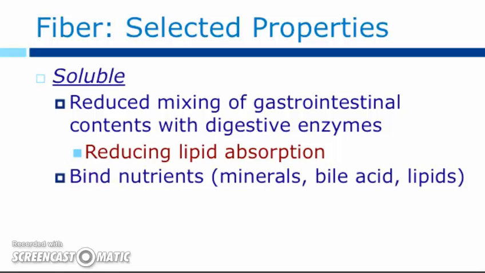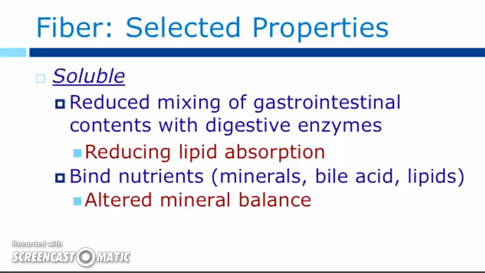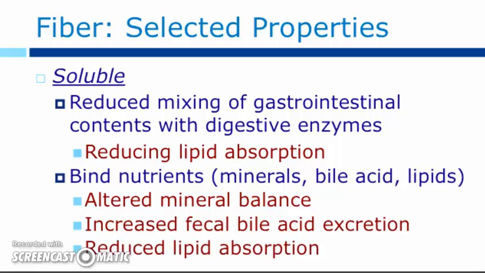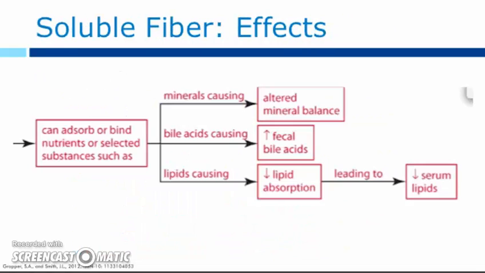Another characteristic of soluble fiber is that it acts as a binder, binding nutrients such as certain minerals, bile acids, and lipids. This can alter mineral absorption, it can increase fecal bile acid excretion, and reduce lipid absorption. Since cholesterol is used to make bile, the increased fecal bile acid excretion leads to a reduction in serum cholesterol levels. The reduced lipid absorption can also lower serum lipid levels. This diagram outlines the effect of soluble fiber as a binder to certain minerals, bile acids, and lipids.